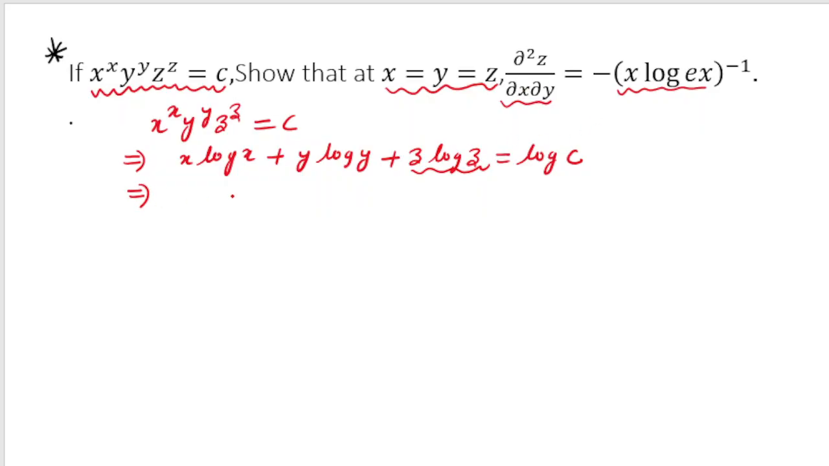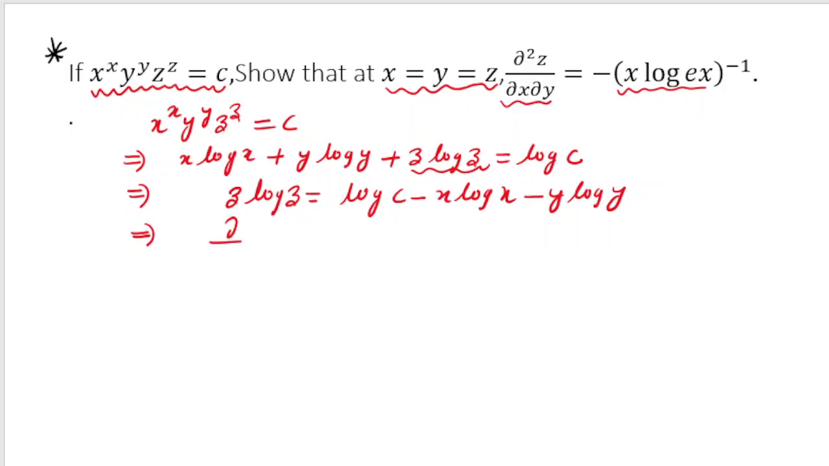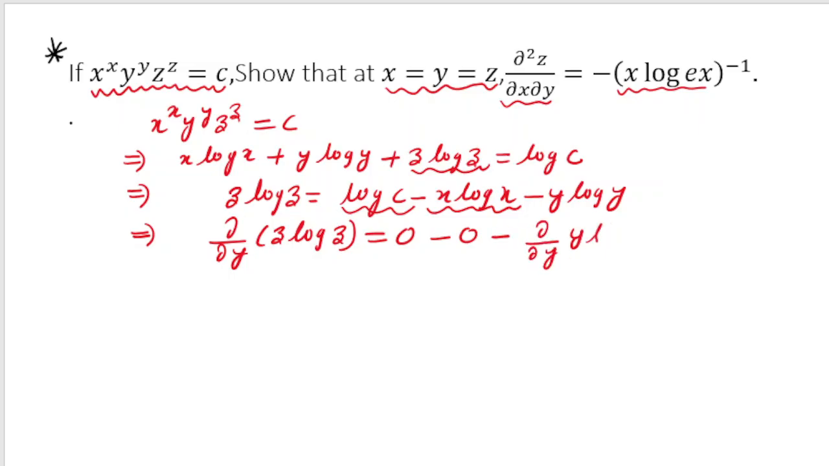So for that, I take z log z here, and I take all the things to the right hand side, that is log c minus x log x minus y log y. And first I have to differentiate it with respect to y and then with respect to x. So I differentiate both sides with respect to y first. So del by del y of z log z. Now if I am differentiating with respect to y, log c is a constant, so it will become 0, and the derivative of x with respect to y will also give me 0. And here I will just have minus del by del y of y log y.